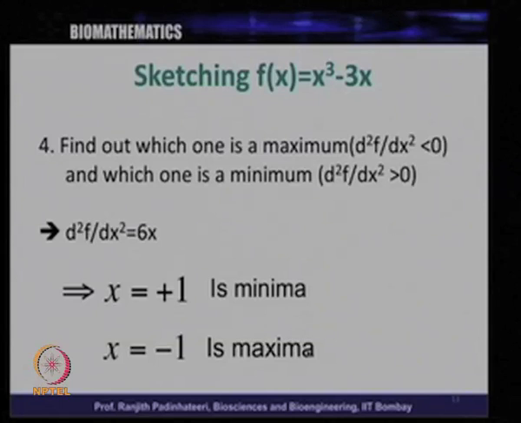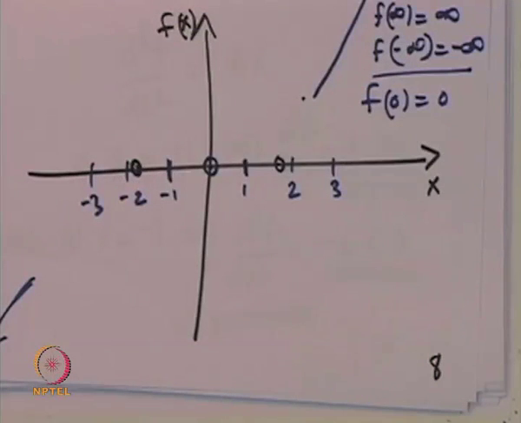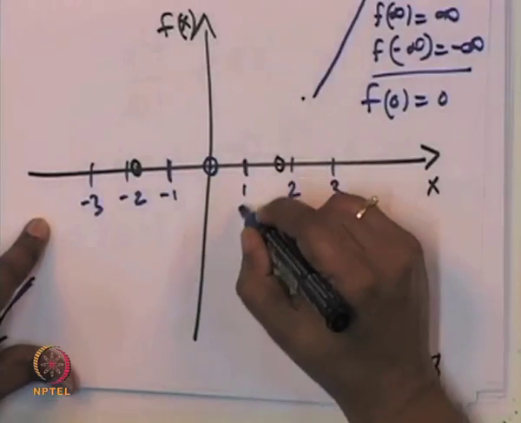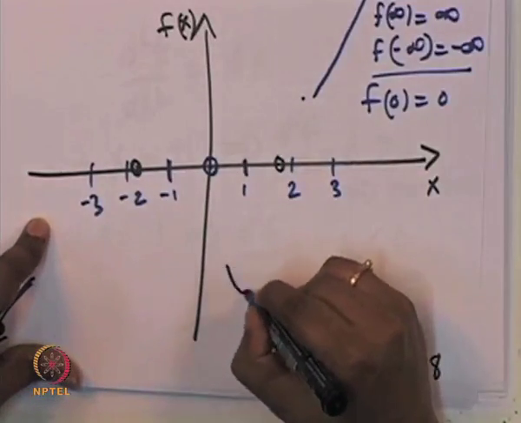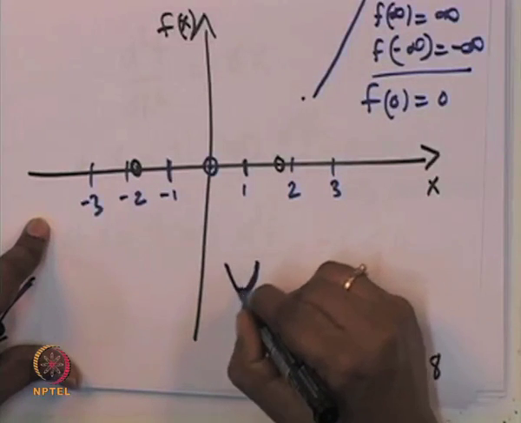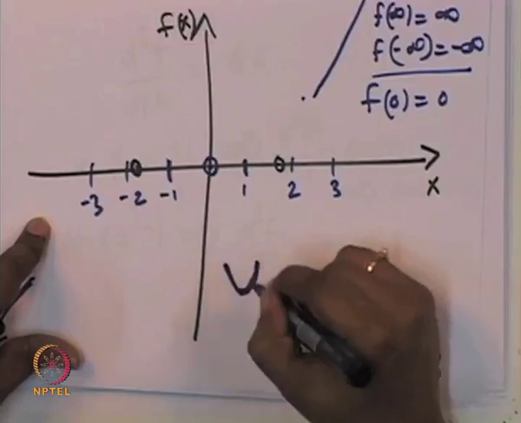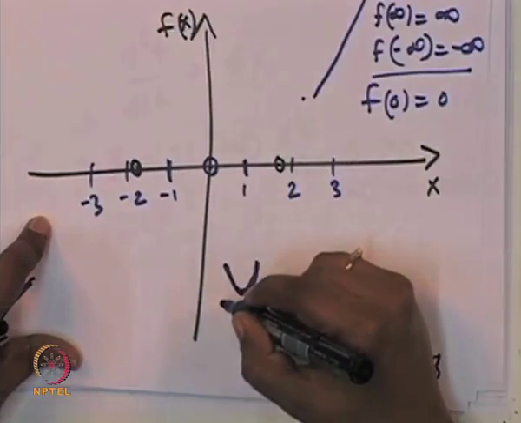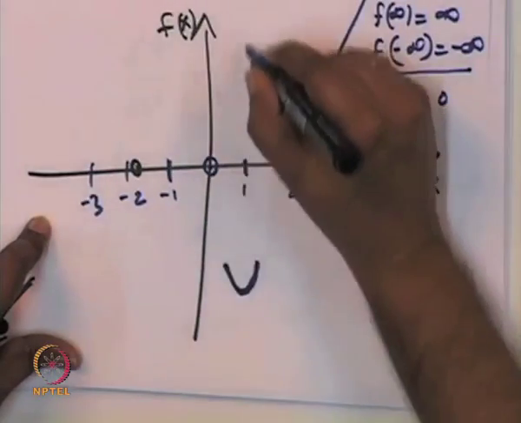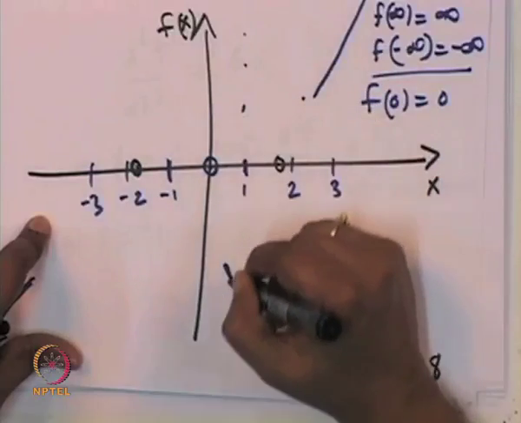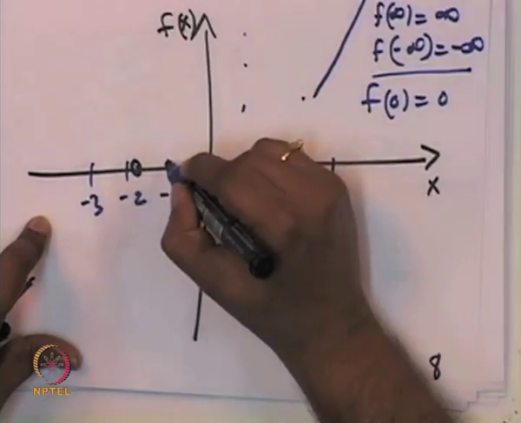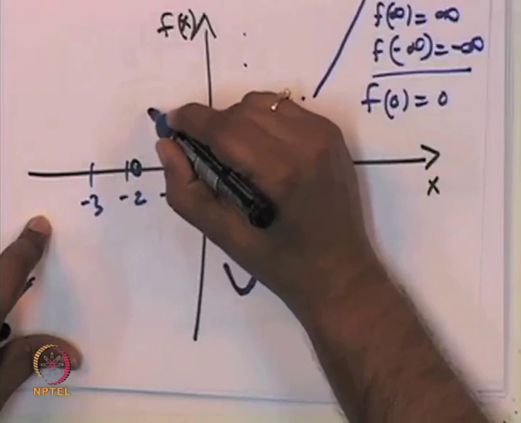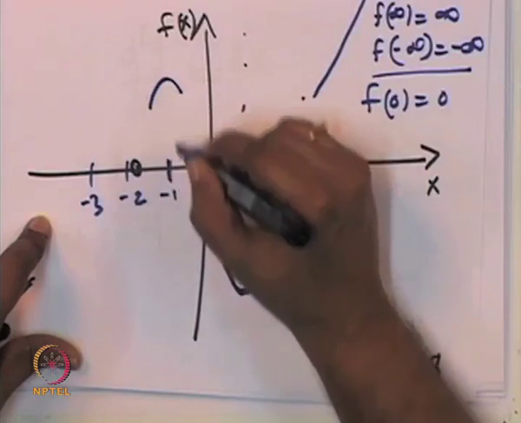So, what did we learn? We learned that at x equal to plus 1, it is a minimum. So, here at x equal to plus 1, the function should have a minimum. That means the function should have something like this. We do not know where exactly this minimum is, here or here, but we only know that at some point there should be a minimum, and at this other point there should be a maximum somewhere.